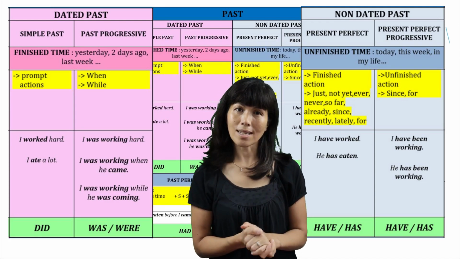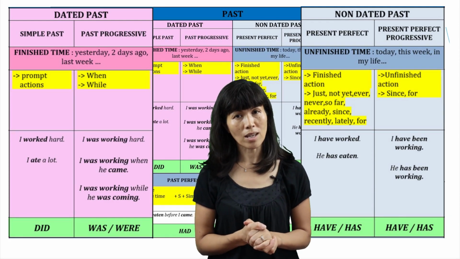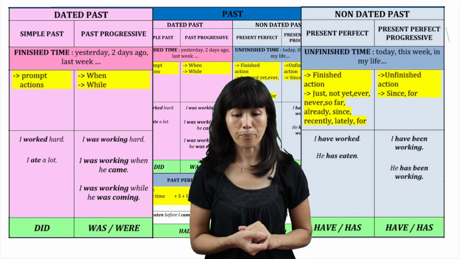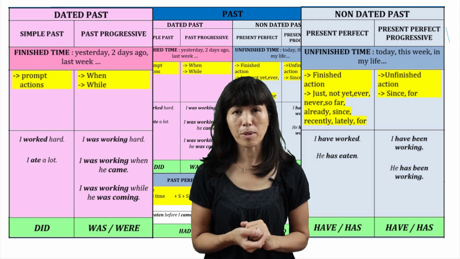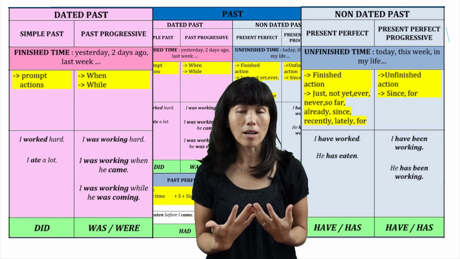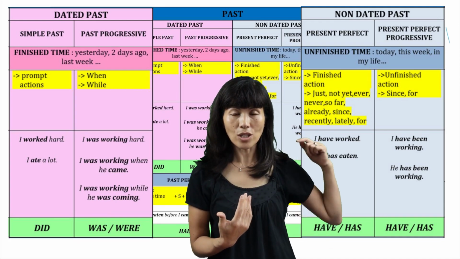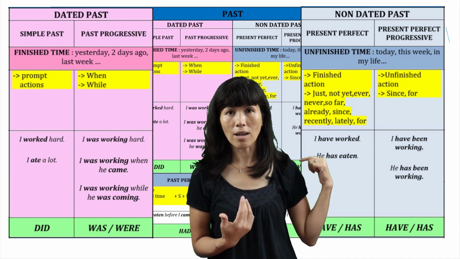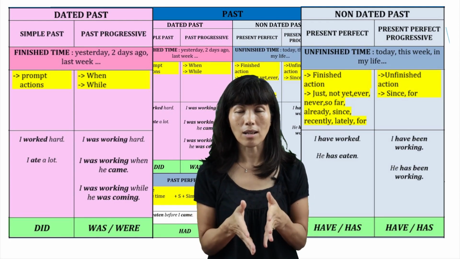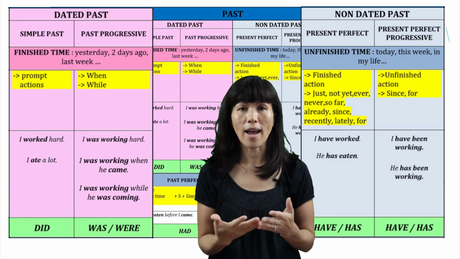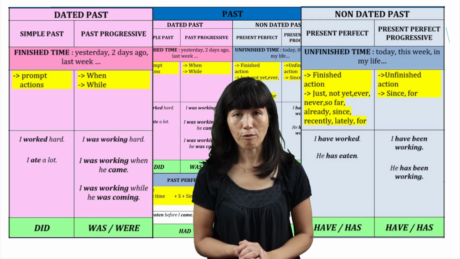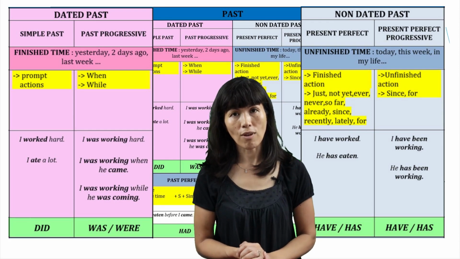Yes. So an example will be, "I have been working for this company for 5 years." So we take the same example. "I have been working for this company for 5 years." So we want to insist on the fact that, right, I started working for this company 5 years ago, and I'm still doing that. Yes. So it's not finished. It's an unfinished action. So we use the present perfect progressive. "I have been working for this company for 5 years."